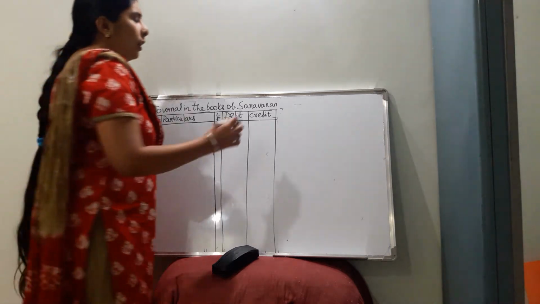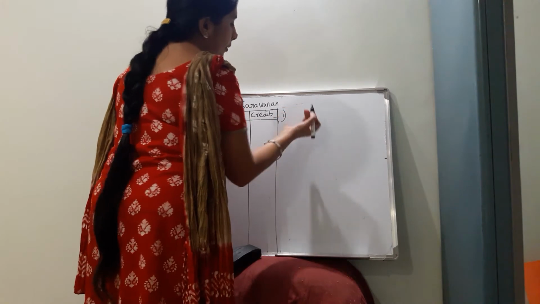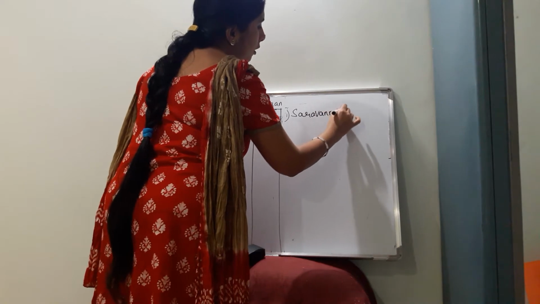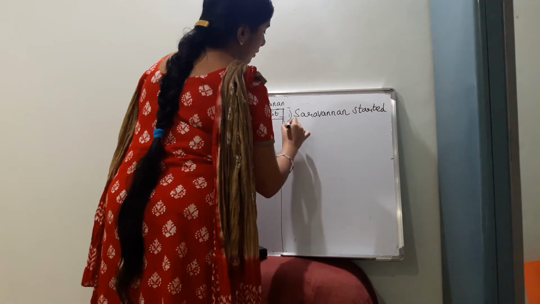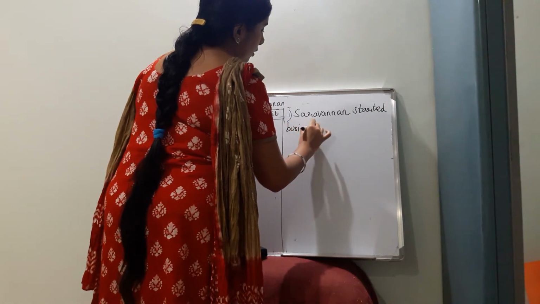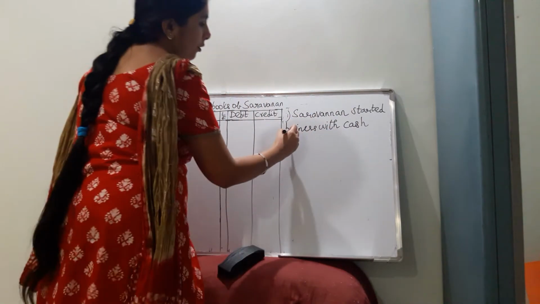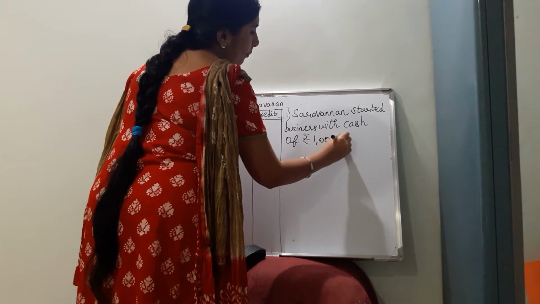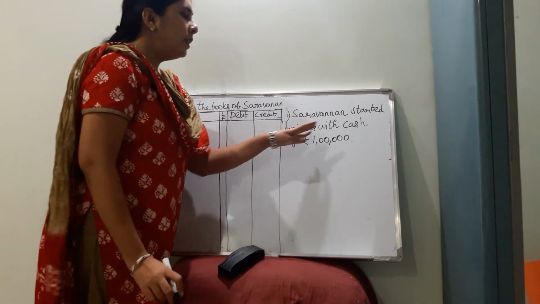Fine. Now first I'll just give one example. First transaction: Saravanan started business with cash of rupees 1 lakh. That is, he has invested into the business rupees 1 lakh.